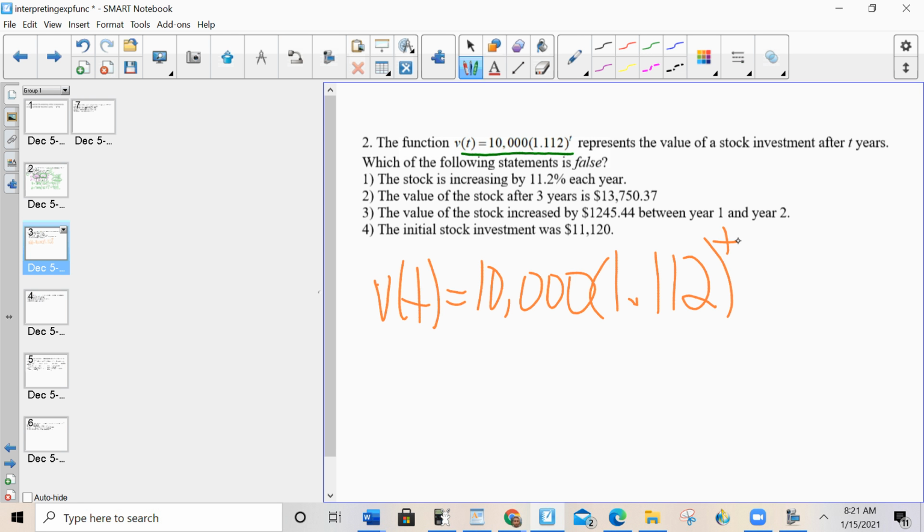I'm succeeding. All right, anyway, the function v of t equals blah, blah, blah represents the value of a stock investment after t years. So before I even look at the choices, I'm going to just break this down on my own. So we're talking about the value of a stock. This is my initial or principal value. So I'm guessing. I'm not guessing. I'm concluding. Oh, that word wasn't coming to me. That 10,000 would be the initial investment of the stock. That's how much I bought into the stock initially.